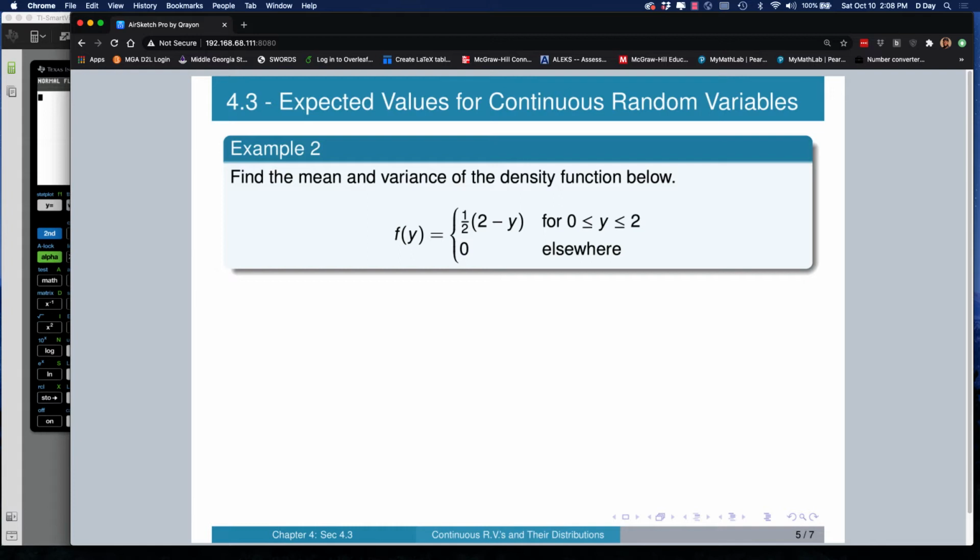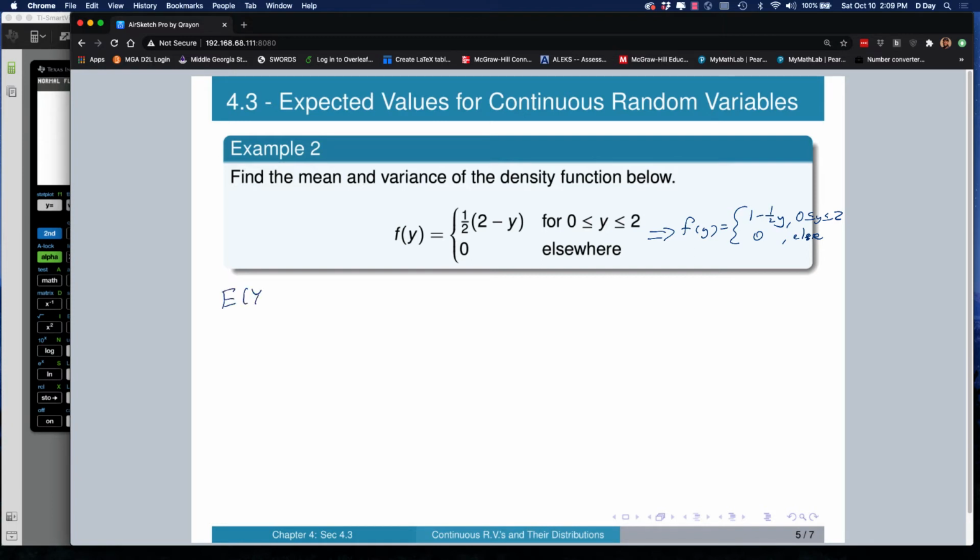This time we've got the mean and variance we're trying to find for the PDF of 1/2 times 2 minus y. Could just rewrite this as f of y equals 1 minus 1/2 y for 0 less than or equal to y less than or equal to 2, and then 0 else. That'll make our integral steps a little shorter.